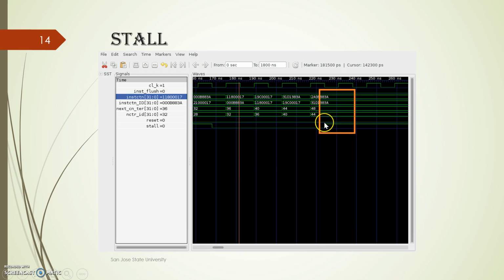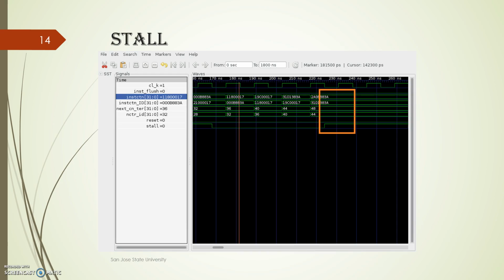Stalling. What happens in stalling is that the processor stalls for that particular time whenever the signal is high. So it retains the value of the previous cycle. Thus, when the stall is high, we can see that there is no change in the values, and the values are carried forward till the stall becomes low again.